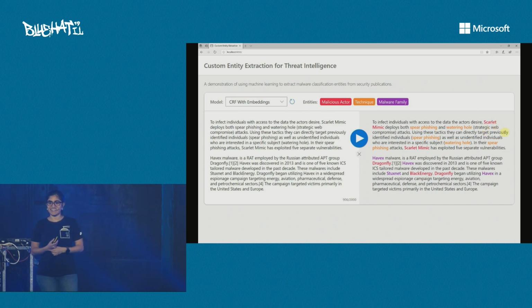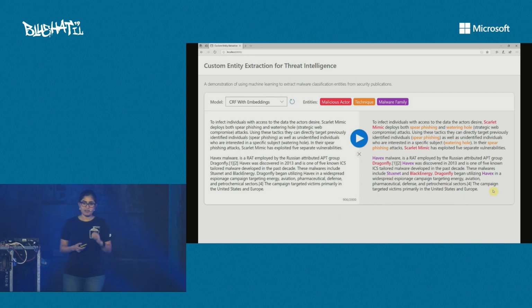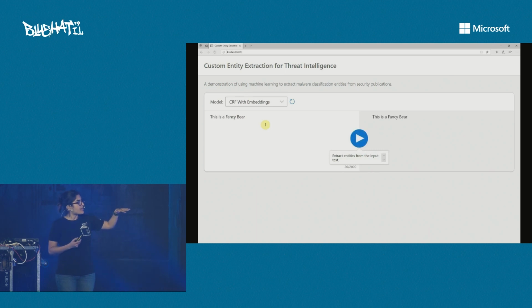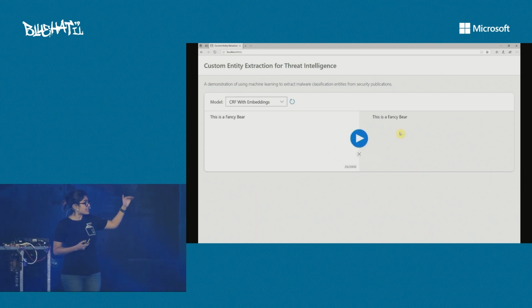I wanted to give one more example about how this model is not just doing pattern matching or text recognition. It is extracting and identifying these entities based on the context in which they appear. So if I just type a dummy sentence, basically this is Fancy Bear, and we know that Fancy Bear is the name of an actor. If I run the model on it, it doesn't say that there is any actor present, and that is as it should be, because this sentence does not look like it's talking about an actor. It's probably talking about a teddy bear.